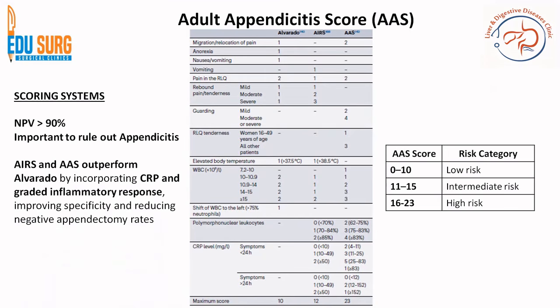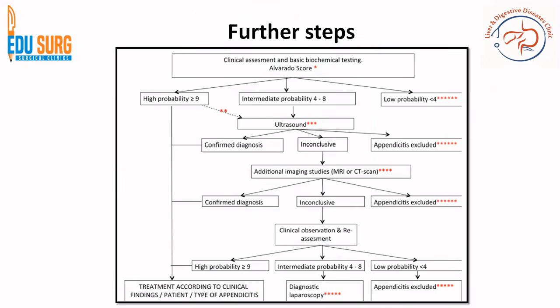AIR and AAS, that is adult appendicitis score, and remember you have a similar pediatric appendicitis score also. These outperform Alvarado by incorporating CRP and a grading of inflammatory response, basically WBC, CRP, and tenderness, and this improves specificity and reduces negative appendicectomy rates. So that is something that is better with AIR and AAS. Like I said, the aim of this step is to stratify the patients by risk.